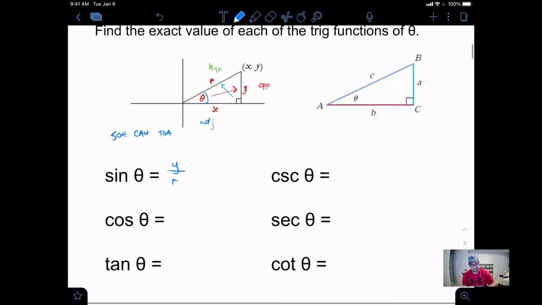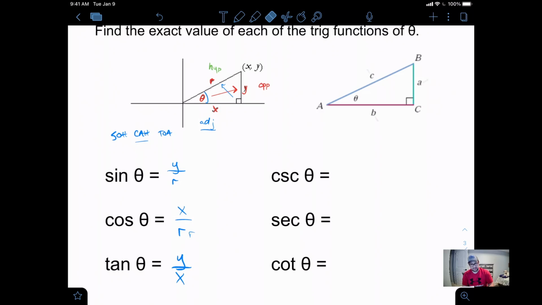Now for the second part of this problem, our cosine. Well, this theta is still our angle, so we take the side adjacent to that angle, which in this case was x, and it's x divided by our hypotenuse, which is r. The cosine is the adjacent divided by the hypotenuse. Tangent is going to be the opposite divided by the adjacent, so this is going to be y over x.